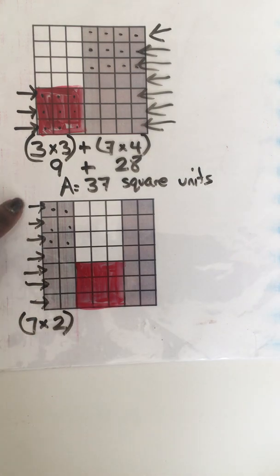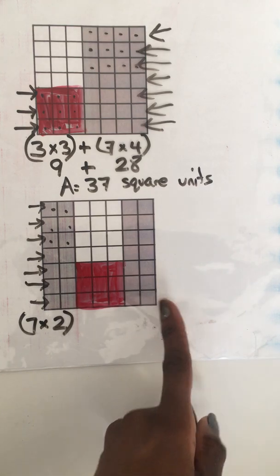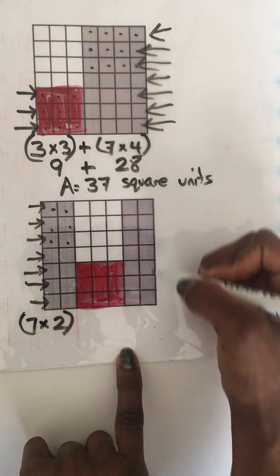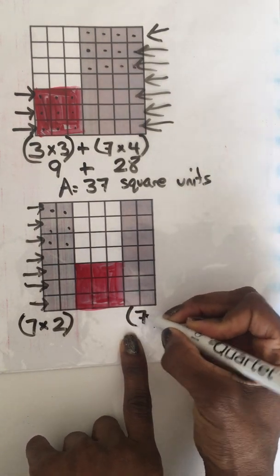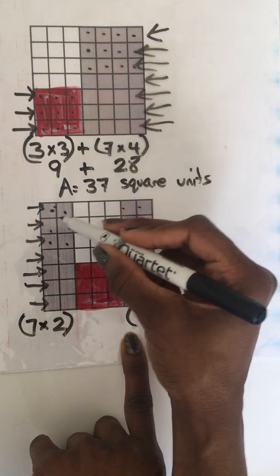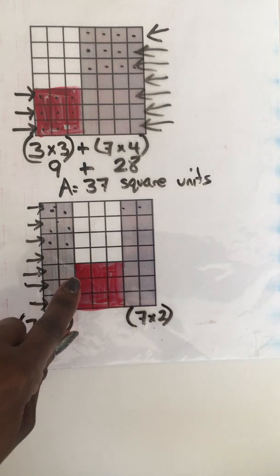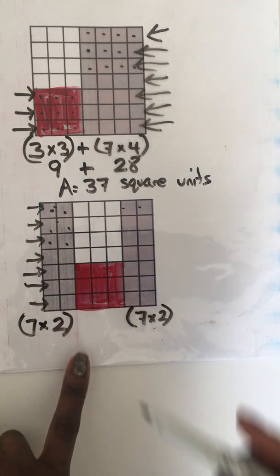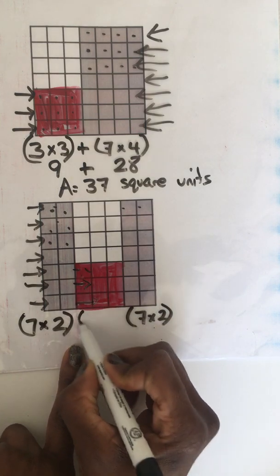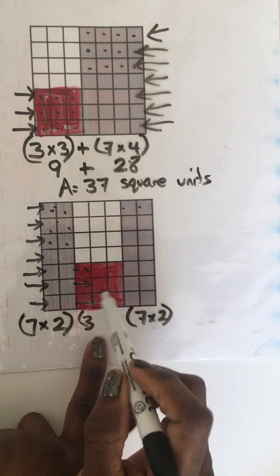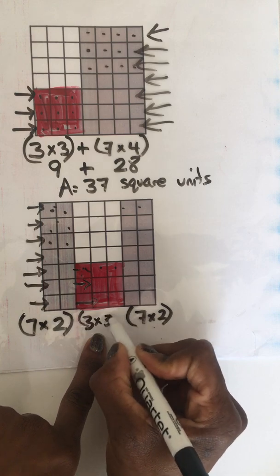Okay? And because I know this is the same as this rectangle over here, I'm going to go ahead and make my equation for this rectangle as well. This, of course, will be 7 rows as well. 7. And how many in each row? Just like over here, 2. 7 times 2. Now I just have to make up my equation for my square. How many rows do I have? 1, 2, 3. 3. And how many square units in each row? 1, 2, 3. 3 times 3.